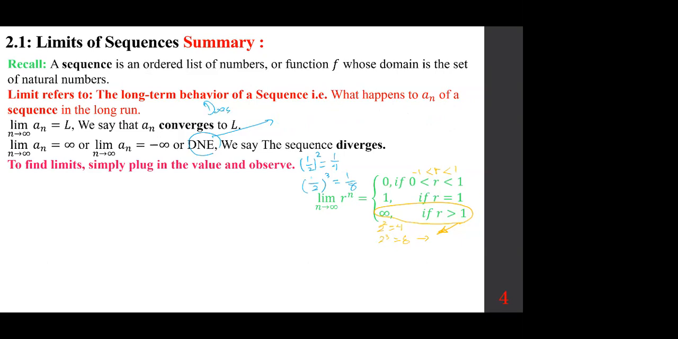Does not exist here because I need that. Okay.